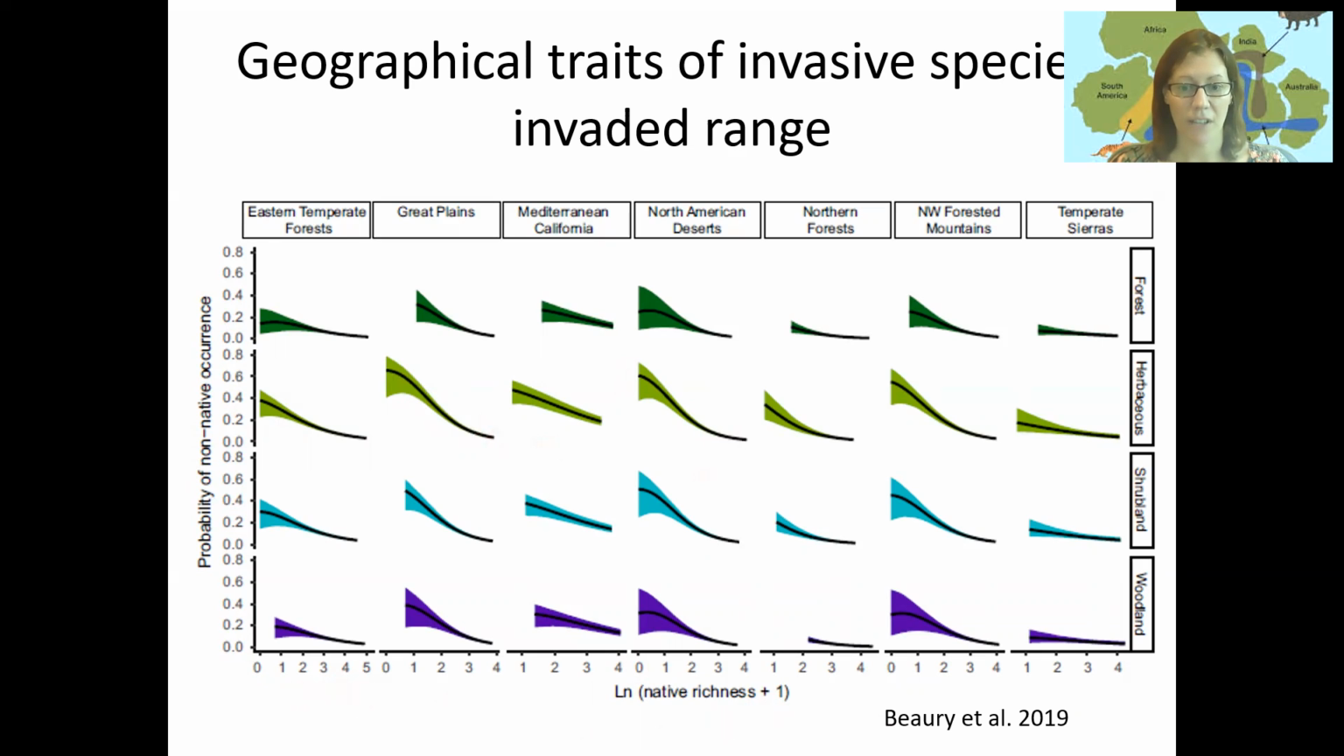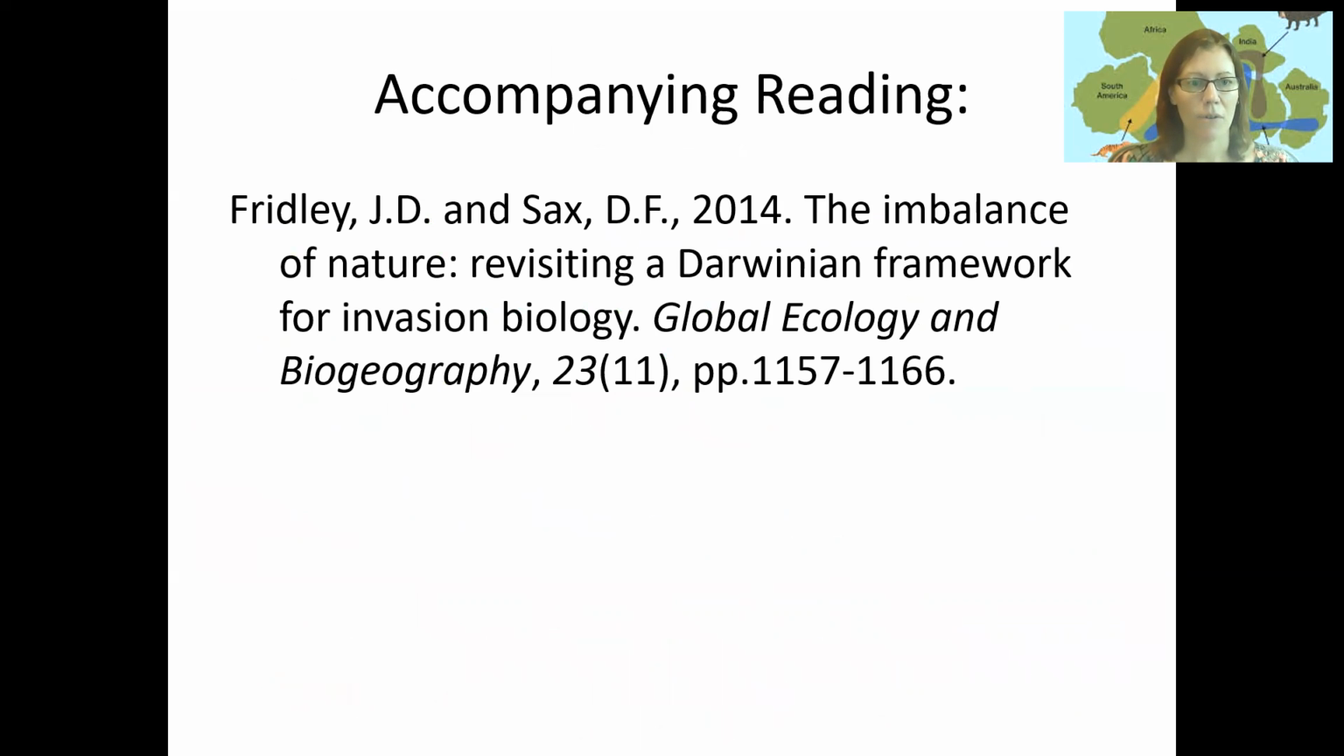And this study, I should say, was done by my graduate students. So this is a UMass sourced biogeography study.